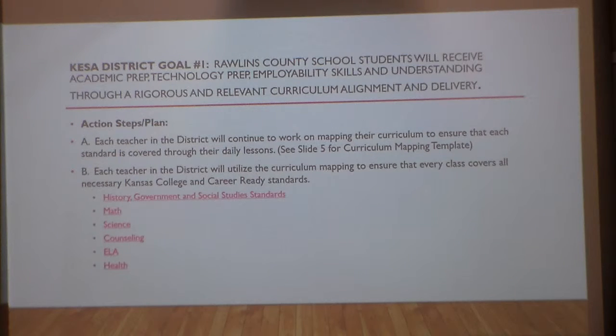Now, how are we going to get there? What are our goals? Number one is Rollins County school students will receive academic prep, technology prep, employability skills, and understanding through a rigorous and relevant curriculum alignment and delivery. How are we going to get there? Well, the first step: each teacher in the district will continue to work on mapping their curriculum to ensure that each standard is covered through their daily lessons. Okay, we will skip to slide 5 and we'll show you the curriculum mapping that we have designed.